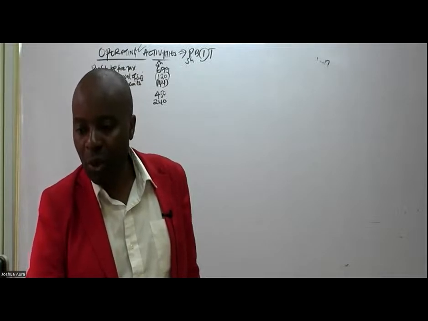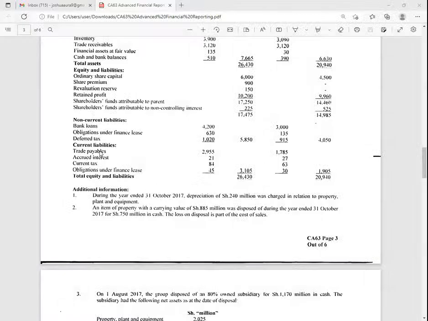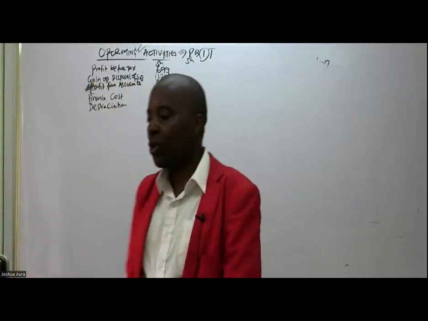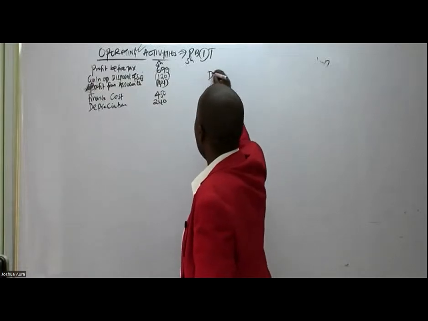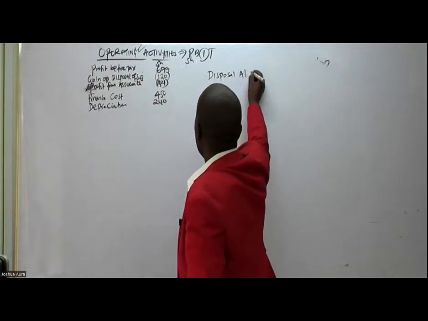When you continue here, what do we have next? We are told an item of property with a carrying value of shillings 885 million was disposed of during the year ended 31st October 2017 for 750 million in cash. Then we have the loss on disposal is part of the cost of sales. So meaning that here we'll need what we call a disposals account. So come and give us here a disposals account.